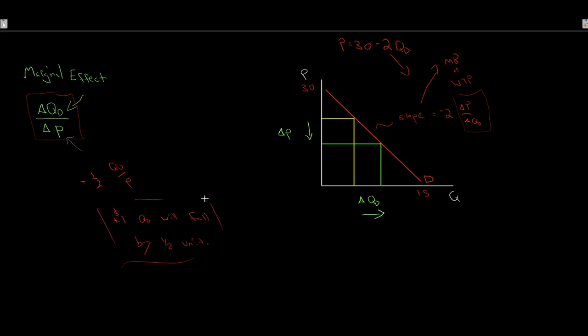Marginal effects are great. They give us an insight as to what this rate of change is between price and quantity, but they have their shortcomings. Namely, for a change in the price of a dollar, is this a big change or a small change? What about this change in quantity demanded by a half unit? Is that a big change in our consumption, or a small change in our consumption? Unfortunately, we don't actually have that information. Let's take a look at what I mean by that.